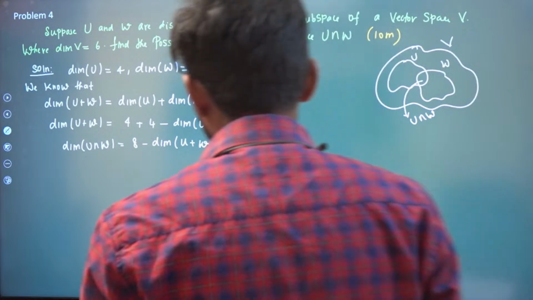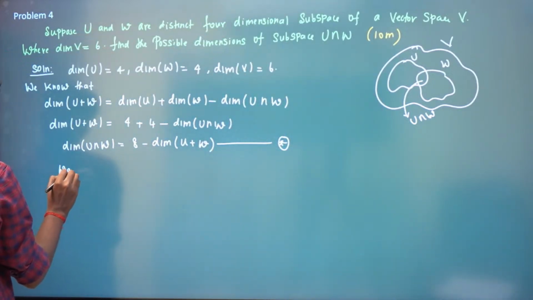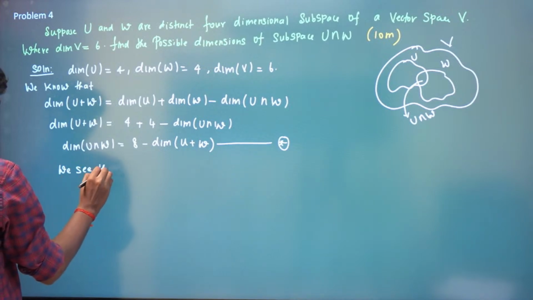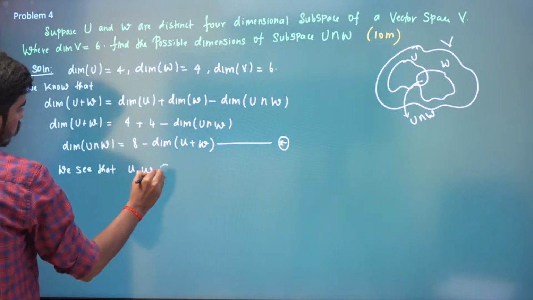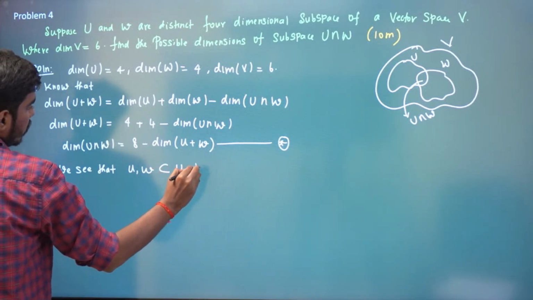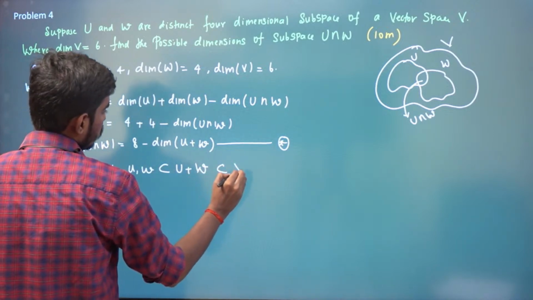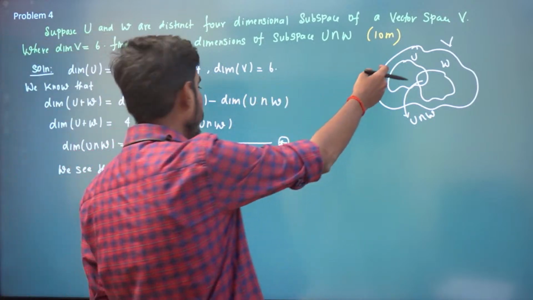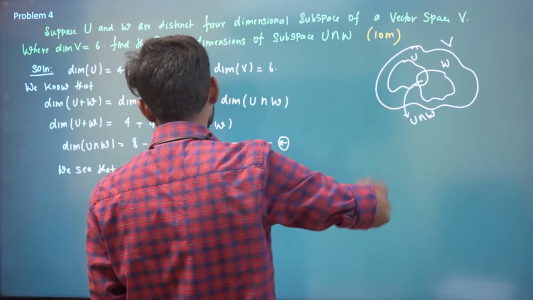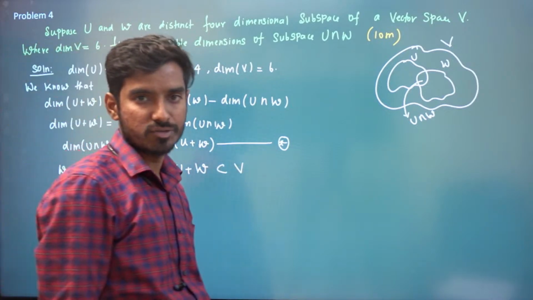Okay. Now can I say that U and W will be contained in U plus W, and this U plus W is contained in V? Yes or no? Obviously, right? U will be contained in U plus W, and then U plus W will be contained in V. All are subspaces only.